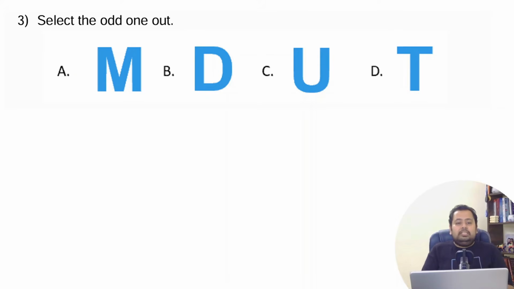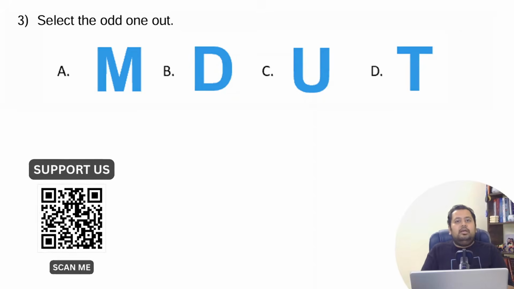Now let's go to question number 3. Select the odd one out. You can see four options, and the four options have four letters. You have to find the odd one out.